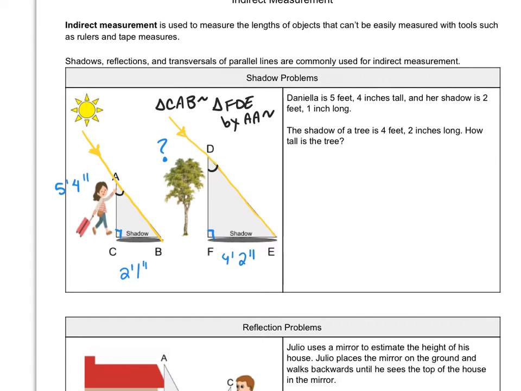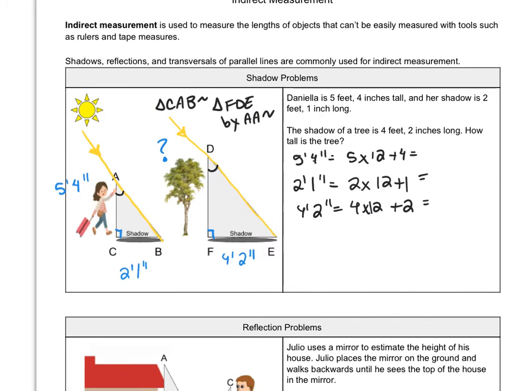The first thing I'm going to do is change all these feet and inches to inches. We need a common unit of measure. So 5 foot 4 inches would be 5 times 12 plus 4 inches. So 5 times 12 is 60. 60 plus 4 is 64 inches. And then we'll do the same process with the other two. Great, so now we've changed all of our measurements from feet and inches to just inches.